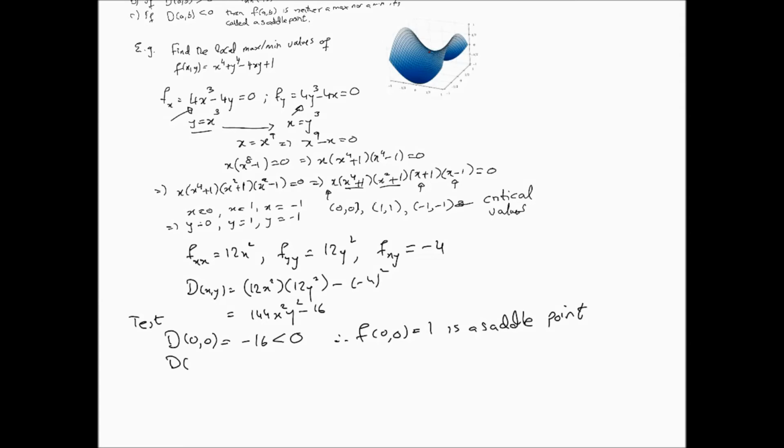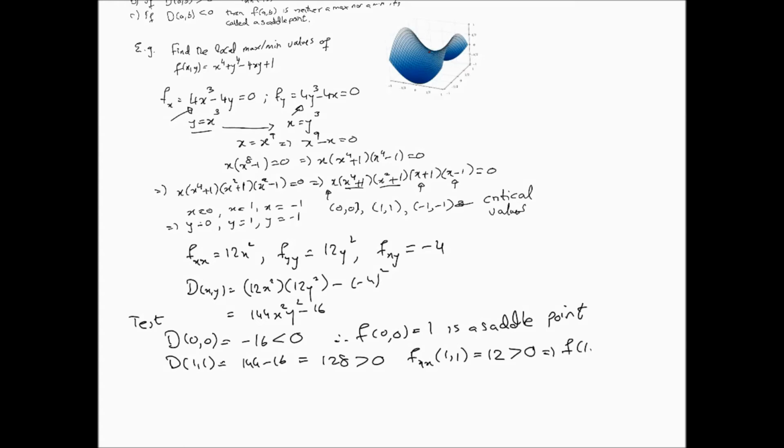Next, we'll look at D of (1, 1). So D of (1, 1) turns out to be 144 minus 16, and that's equal to 128, which is greater than 0. That's the more important thing, it's greater than 0. Now, if it's greater than 0, we need fxx. So fxx at (1, 1) is equal to 12. Okay, so that's greater than 0.